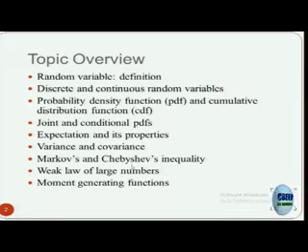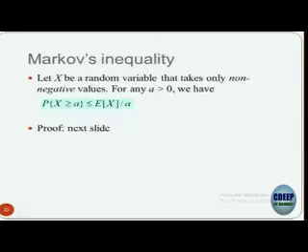So we will continue with that and then we will go back to looking at the median, because we have to do a particular proof related to the median which we did not do last time. And after that I will move ahead with the weak law of large numbers, joint and conditional CDFs, PDFs and so on. Alright, so let's move on to Markov's inequality.